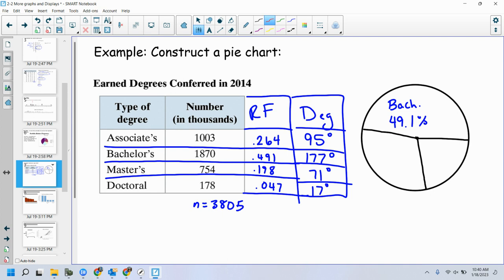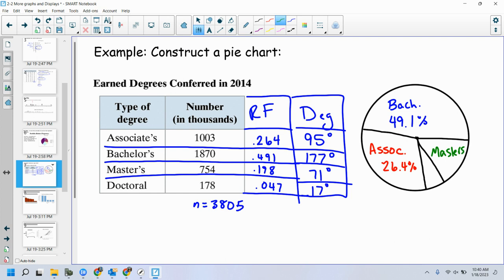Oh, no, excuse me, associate's. And that's 26.4%. 71 degrees. Okay, just gotta kind of ballpark that. So if this is 90, let's go 70 degrees somewhere down here. If I'm being exact, I should get a protractor out and actually use that. But for our purposes up here, this is just fine.